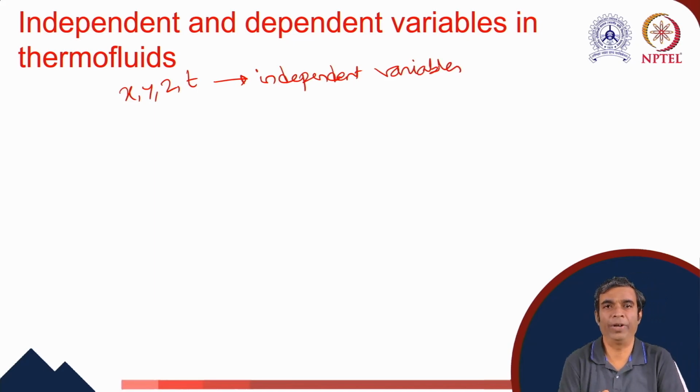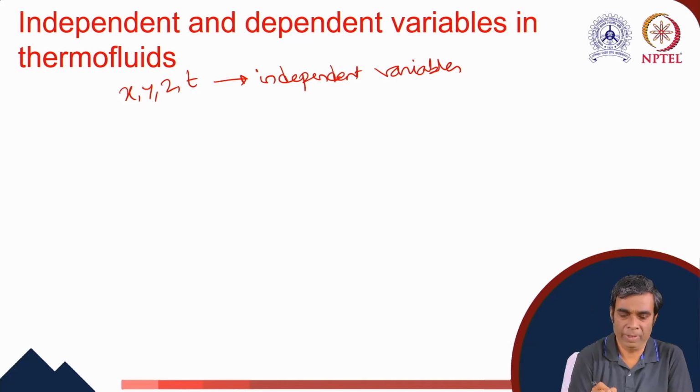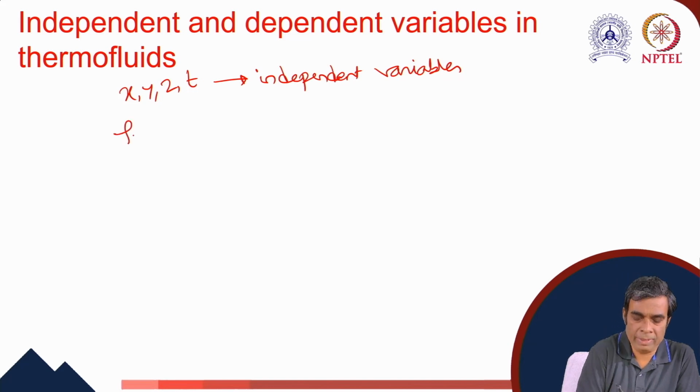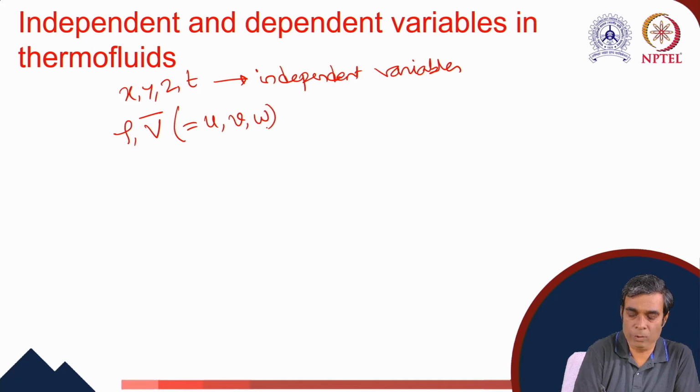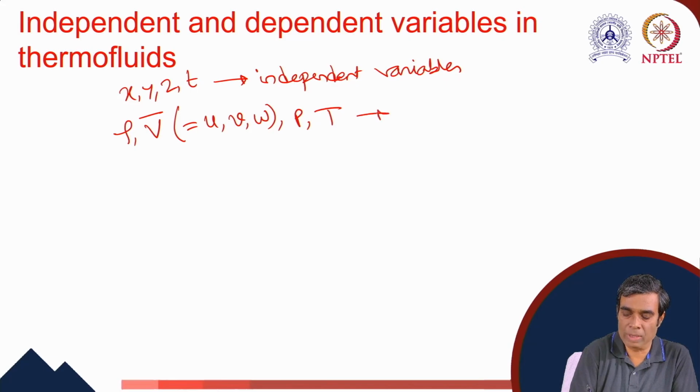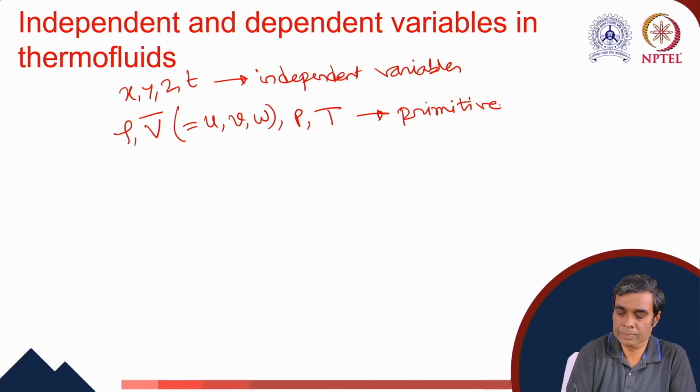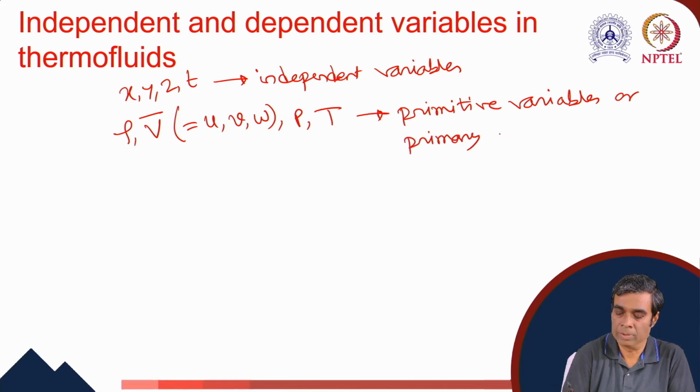The primary degrees of freedom or primary unknowns are known as the primitive variables in a fluid flow problem. The primitive variables in fluid flow problems are density rho, velocity vector v bar, which we can write in terms of components u, v and w, then pressure or static pressure and temperature. These are known as the primitive variables or the primary degrees of freedom, primary DOFs.